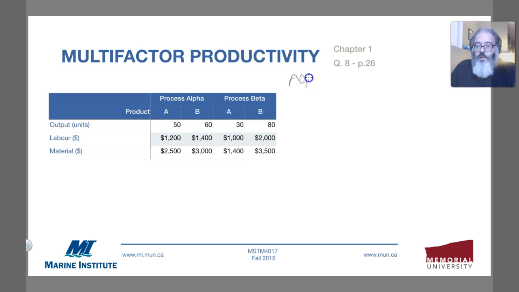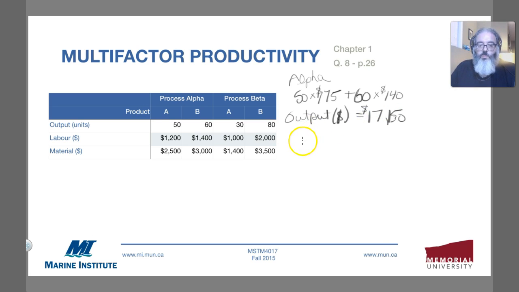So alpha, and some information that we need is we have our output in units, but we need the dollar figure for our output. So all we're going to do is take the given output dollars in the problem, multiply it by the number of units, sum them together, and we'll get our total. So that essentially boils down to 50 units at $175 a unit, 175, not 75, and add in our 60 units at 140 per unit, and our output in dollars is going to be equal to 17,150. That's right.